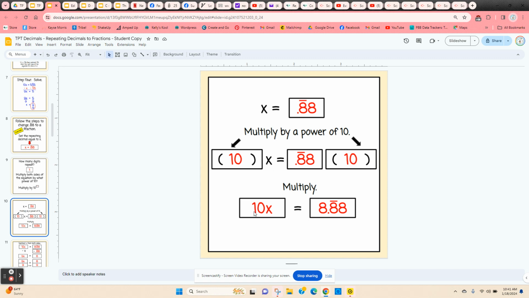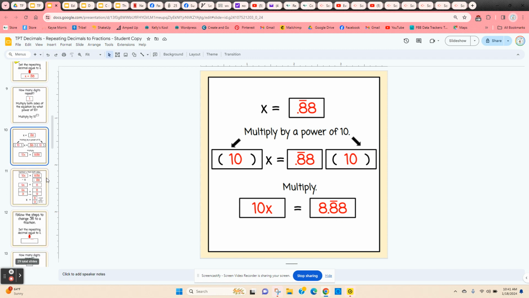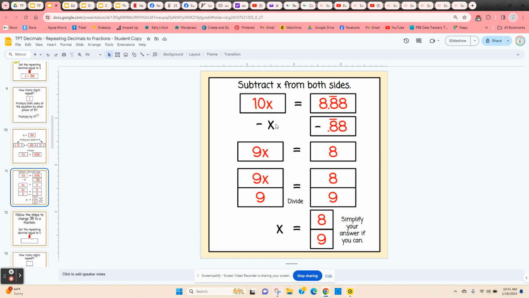And we end up with 10x equals, move our decimal point one place to the right because we're multiplying by 10, and then we can add an additional 8. Now we're going to subtract x from both sides. Well, we know what x equals because we set x equal to this decimal on the very first slide. So when we subtract x, we're going to get rid of that repeating part. We get 9x equals 8, divide both sides by 9, and we get an answer of 8/9.